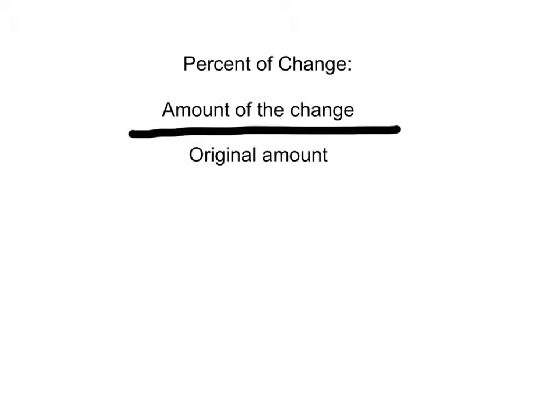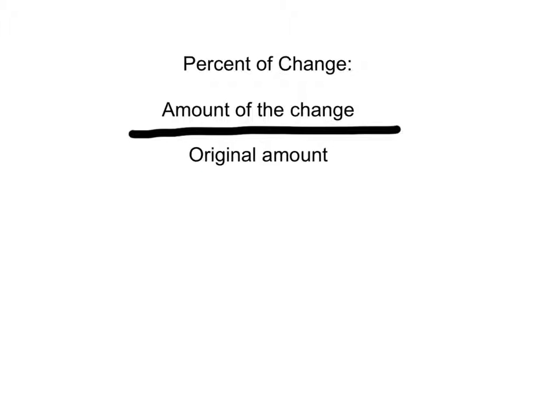When we're asked to find the percent of change, all we have to do is a simple division problem. We take the amount of the change. So if the price went from $10 to $11, the amount of change is $1. That's just how much of a change it was, up or down. We don't really worry about positive or negative at this point. We just think about the amount of change. And then the fraction bar means divided by the original amount.